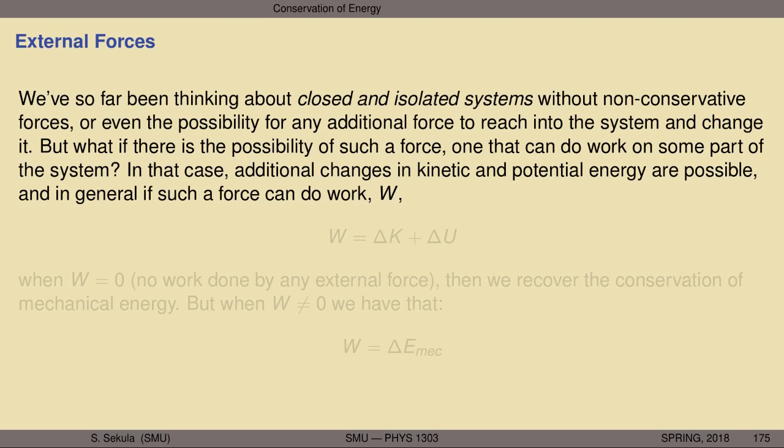Suddenly gravity is competing against my hand, and my hand has the ability to add or take mechanical energy from the system. Because I am a chemical organism, I can store energy in the form of fats and sugars. I can convert them on demand to things like ATP. I can make my muscles do work. So I am a storehouse of chemical energy, and I can put energy in or I can take energy out of a system as a result of doing work or having work done on me. So let's include this possibility.